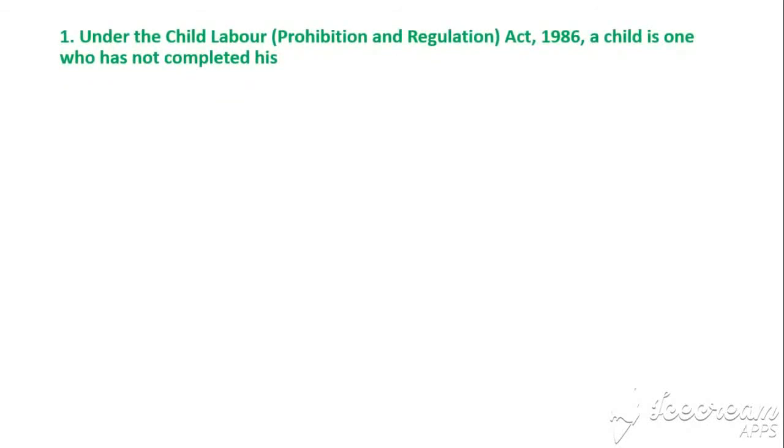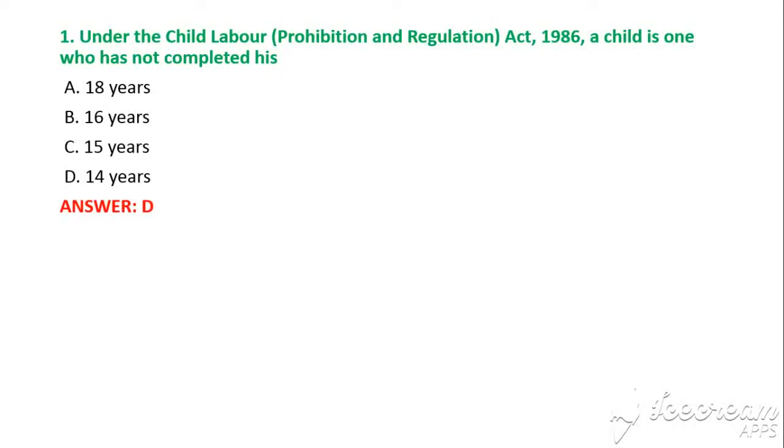The first question is, under the Child Labor Prohibition and Regulation Act 1986, a child is one who has not completed his which age? The options are 18 years, 16 years, 15 years, 14 years. Can you judge that? Yes, absolutely. 14 years. Who is child? A child is one who has not completed his or her 14 years of age. Answer D is right.